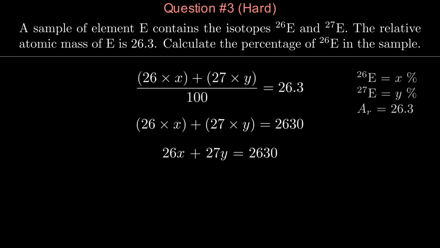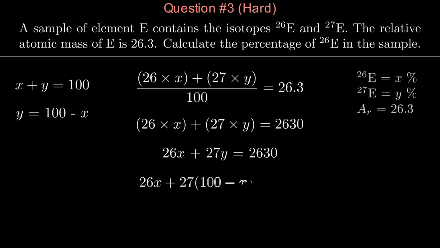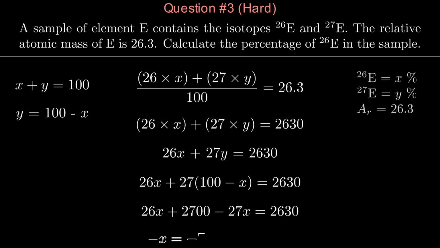Now it's time to use the abundances to form another equation. Since we know that they must add up to 100%, x plus y should be equal to 100. And in the end, we'll get a pair of simultaneous equations which can be solved by substituting one into the other. Since we need to find x, the percentage of E26, let's make y the subject of the formula, and then substitute it into the second equation. After expanding brackets, you'll end up with this, which then tidies up to give us 70%.